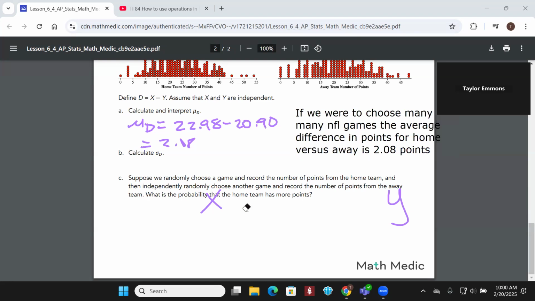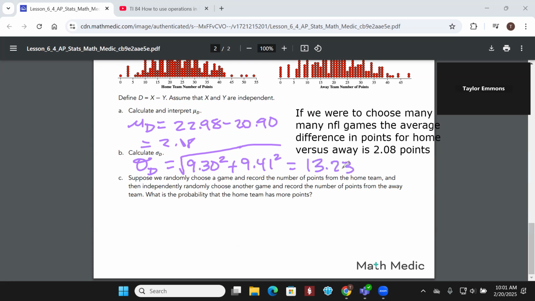All right, so on the next part, it's asking us to calculate and interpret the standard deviation. So you use those formulas from earlier, right? This one is going to be to find the standard deviation of D. That's going to be the standard deviation for the first one squared plus the standard deviation of the second one squared. And then we're going to take the square root of that, which is going to give us 13.23. Do we see it? What's the formula for standard deviation? Look back at the previous page, where it says N.